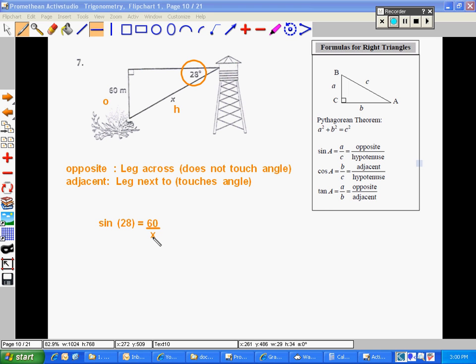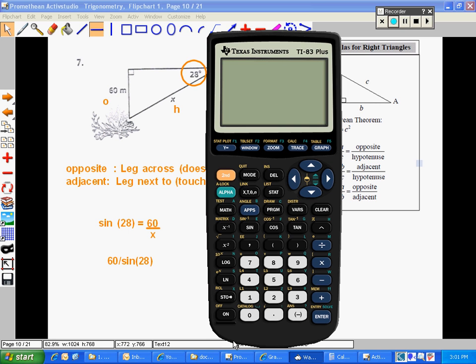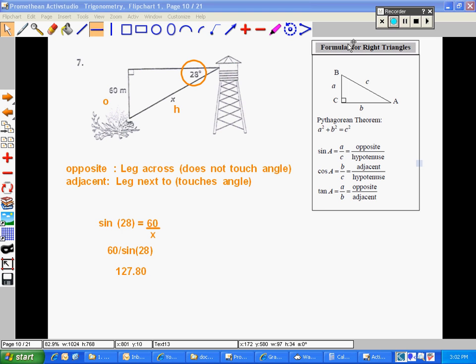Now remember, when x is in the denominator, that means we have to divide when I enter this into my calculator. So I would enter it in like this. 60 divided by sine 28. I get 127.80. So we just found x. X equals 127.80. The length from the fire to the top of the tower, this length right here is 127.80.